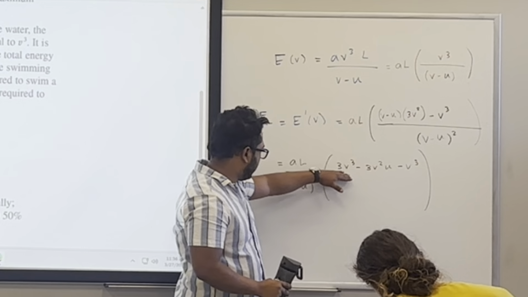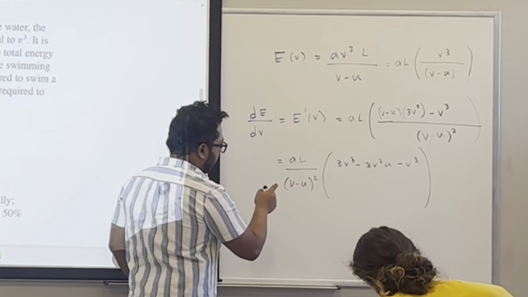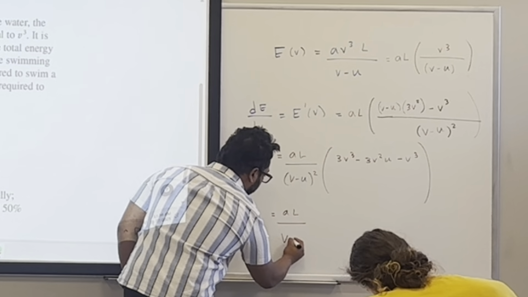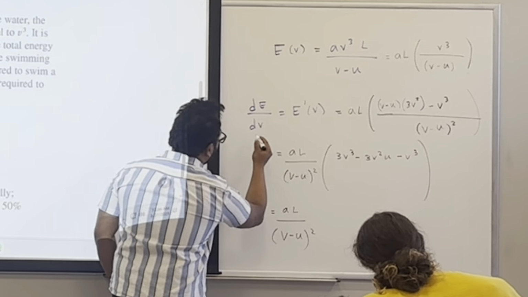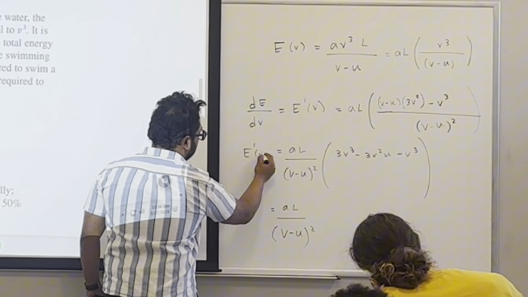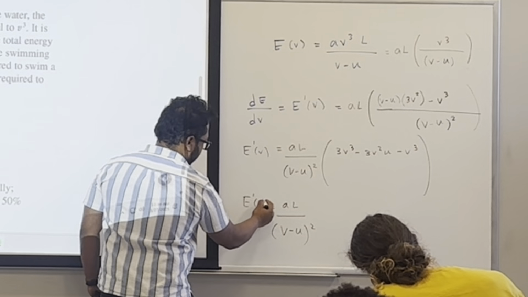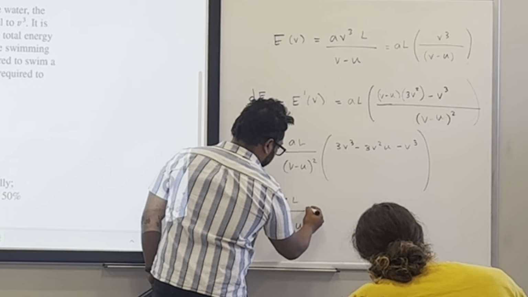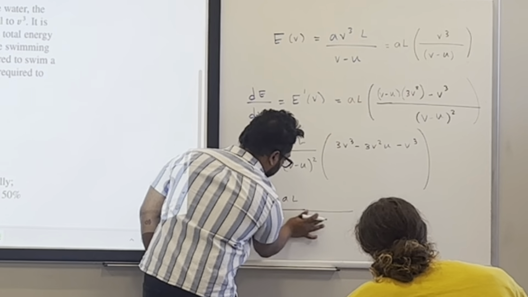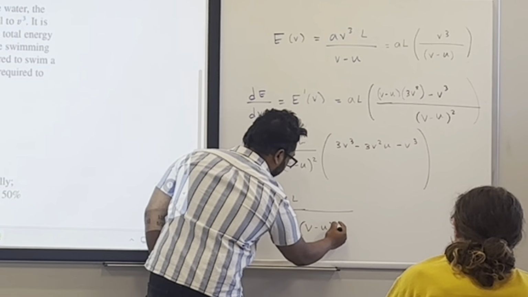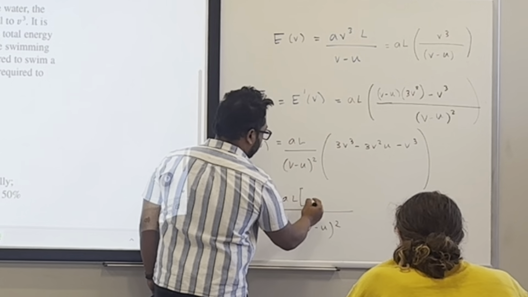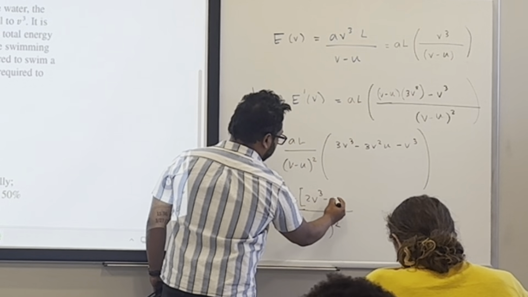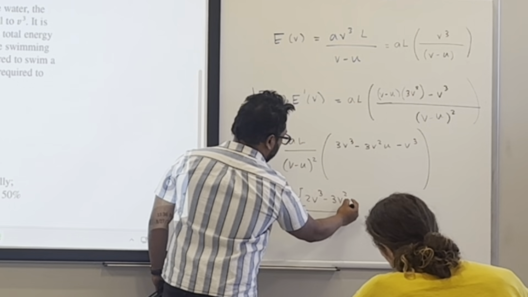This is my numerator, okay? But I still want to simplify this one a little bit. V minus U squared. I'm still working with my E dash V. Let me write it as our thing: 2V cube minus 3V square U.